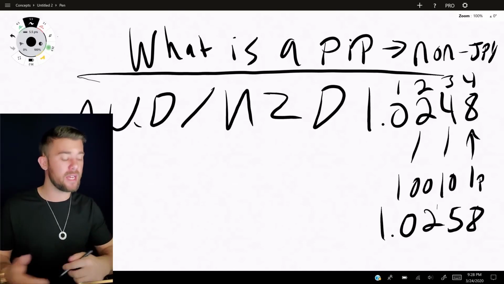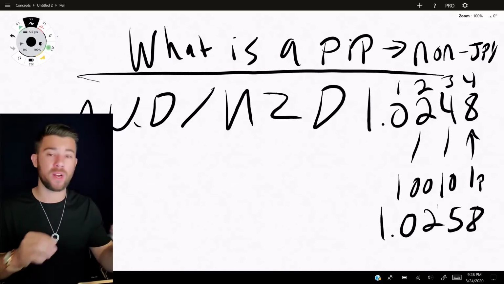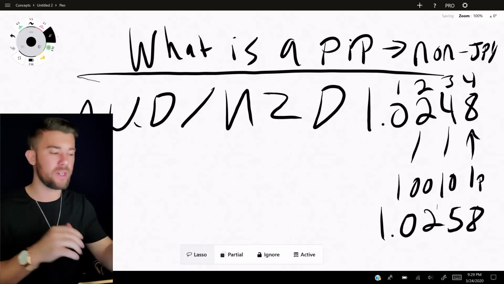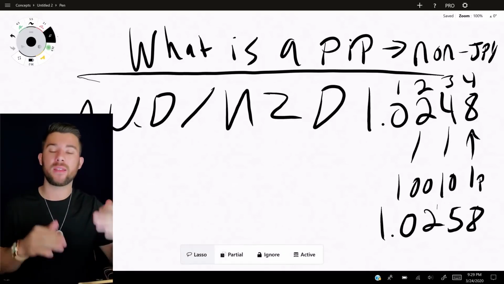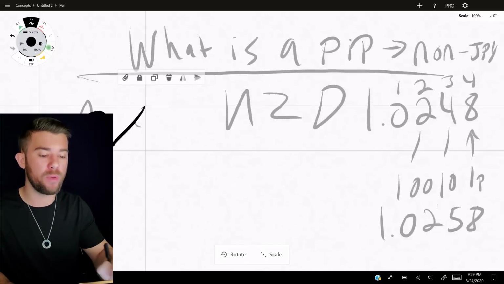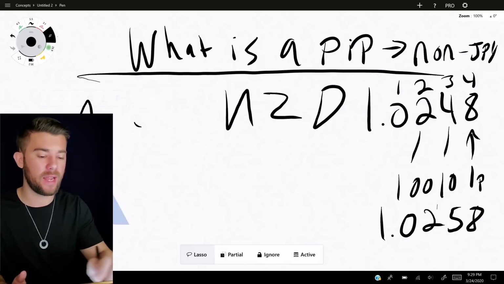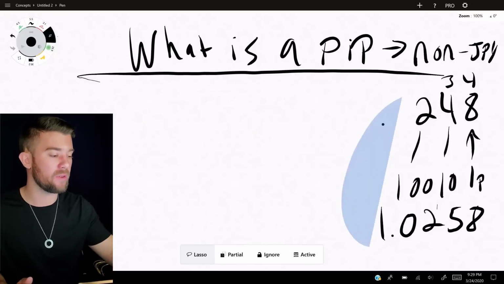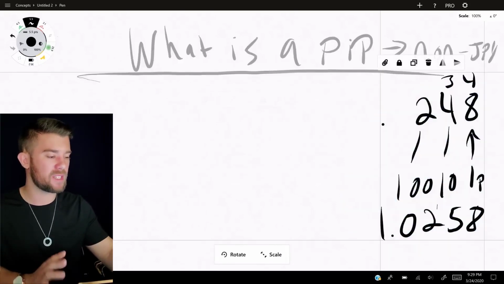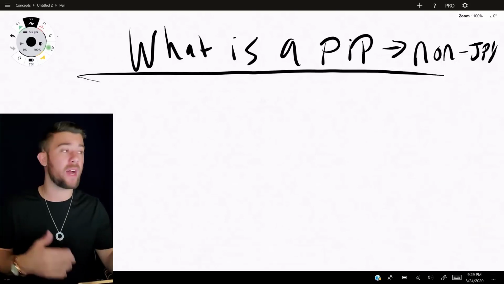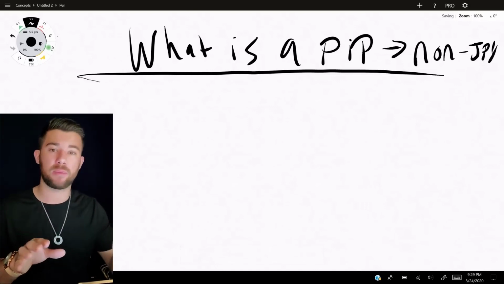That's how you need to be looking at it in terms of what a pip is and how it's valued. Now, we've just talked about every non-yen pair. Any pair that does not have JPY will be calculated like this and will be valuated like this with 4 decimal places. Now, what about yen pairs? Something very slight changes on any pair with the letter JPY attached to it. So let's do an example of that right now.